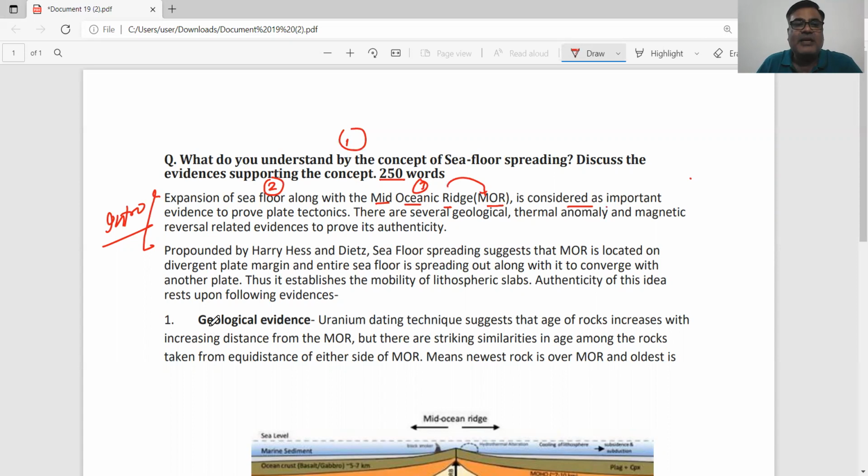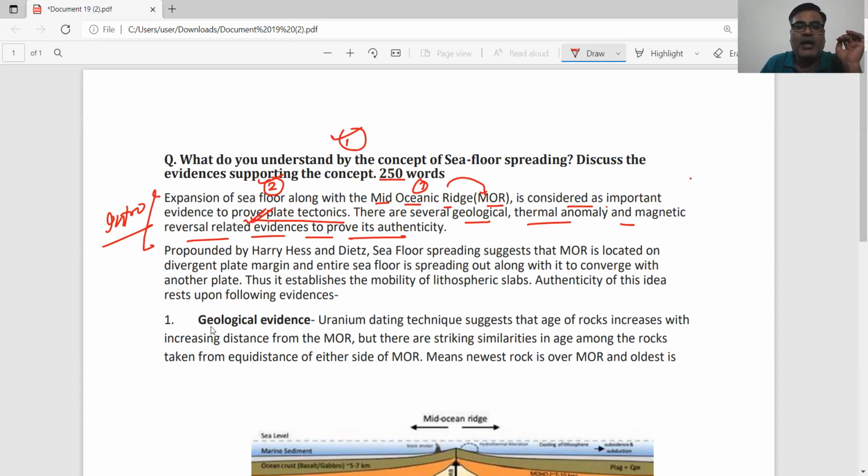It is considered as important evidence to prove plate tectonics. All right, to prove plate tectonics. There are several geological, thermal anomaly, and magnetic reversal related evidences to prove its authenticity. I hope it is very loud and clear that both aspects of the question have been touched. Now, if the examiner has to make up his mind about what the candidate has written, then now he can very much be sure.